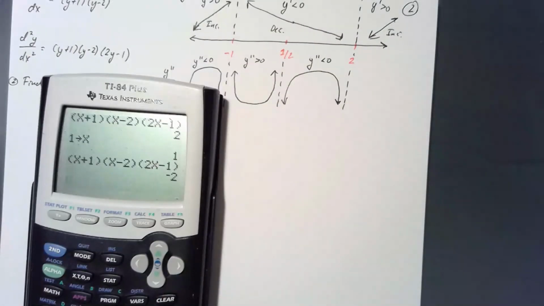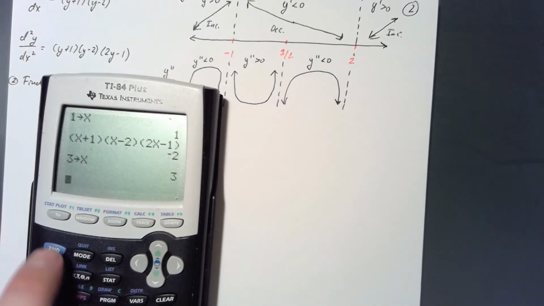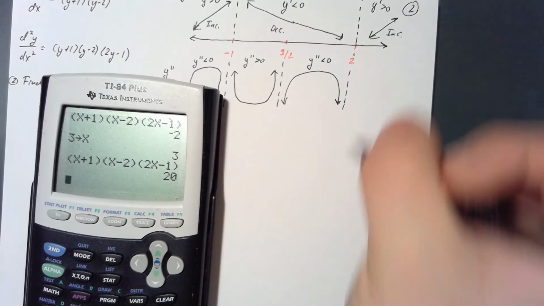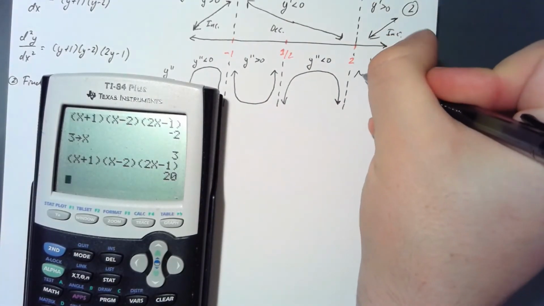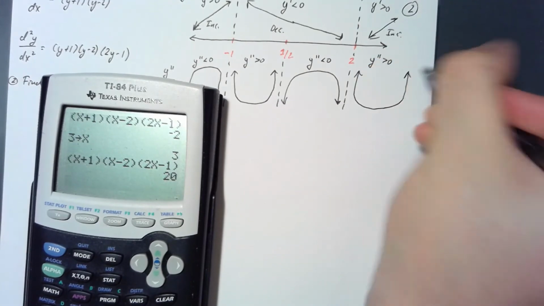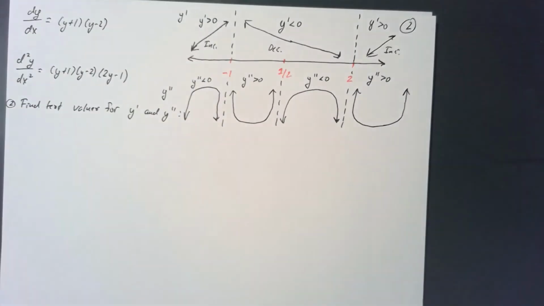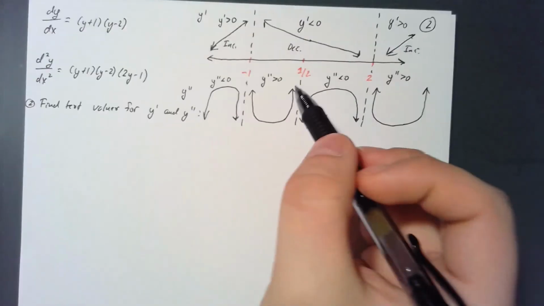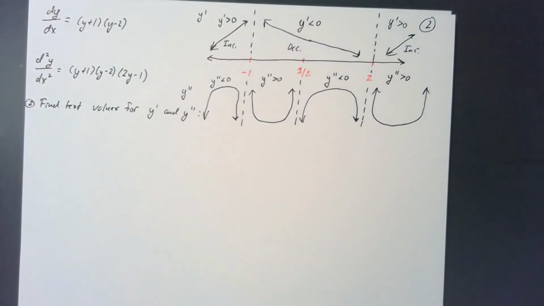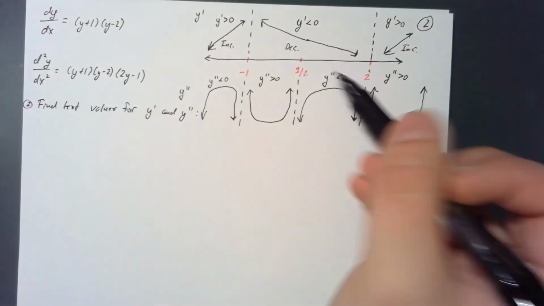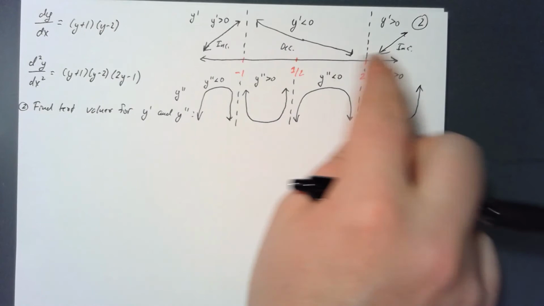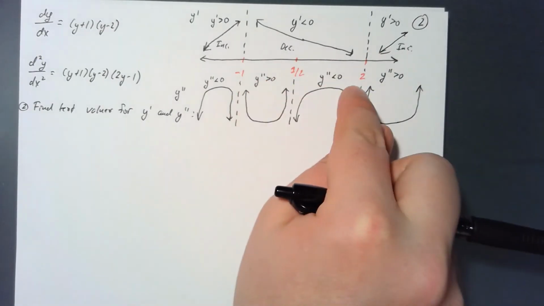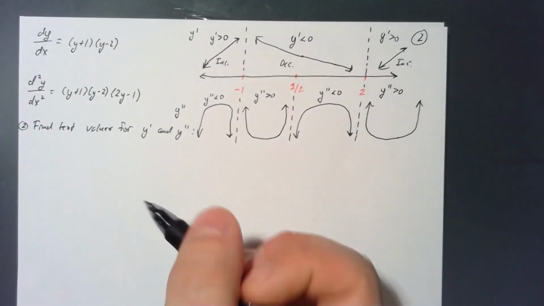Value greater than 2. 3 works. 20. Second derivative is positive, which means this is concave up. All right. So I did test values, and you could use your calculator for that. That makes it easier. So now you know the behavior of the graph for the first and second derivative in each interval based upon the critical values. So now that I know that, now I could sketch.